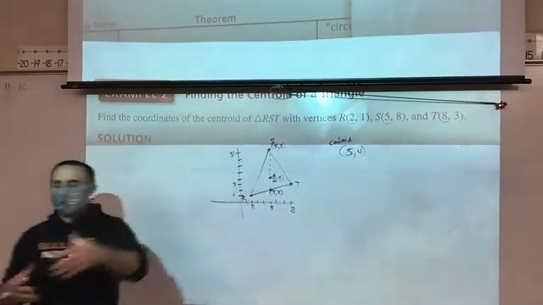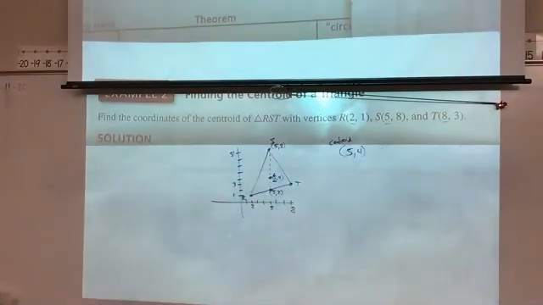The centroid is the average of the x's, the average of the y's. It's sort of like our midpoint, only we're dealing with 3 points here. So it's the average of the x's, average of the y's. Add them up, divide by 3. We don't even have to worry about the graph then. We don't need a new graph.